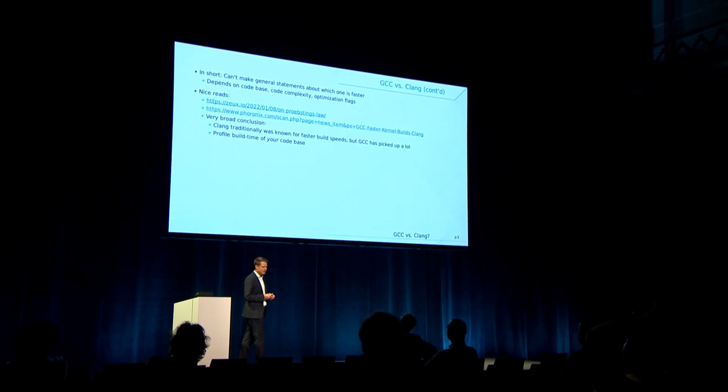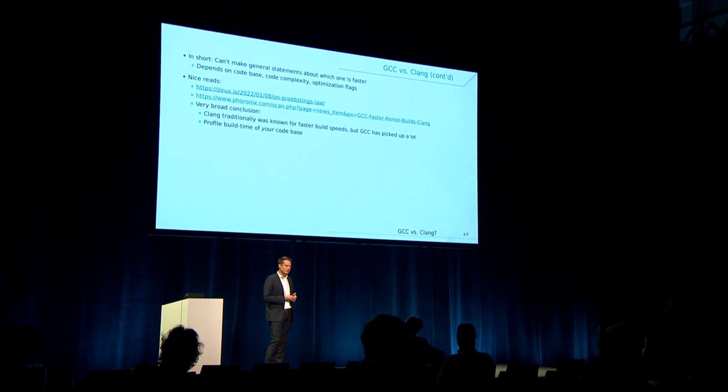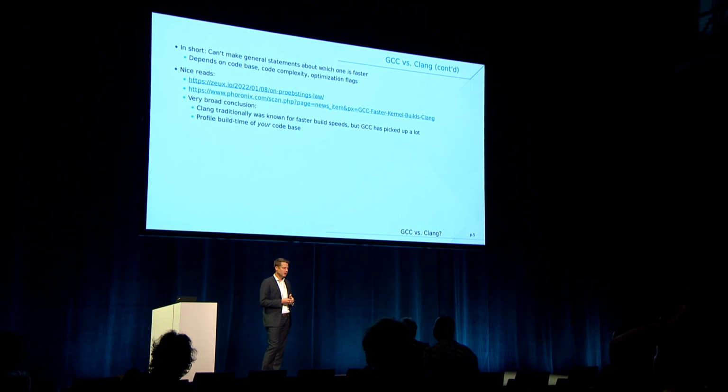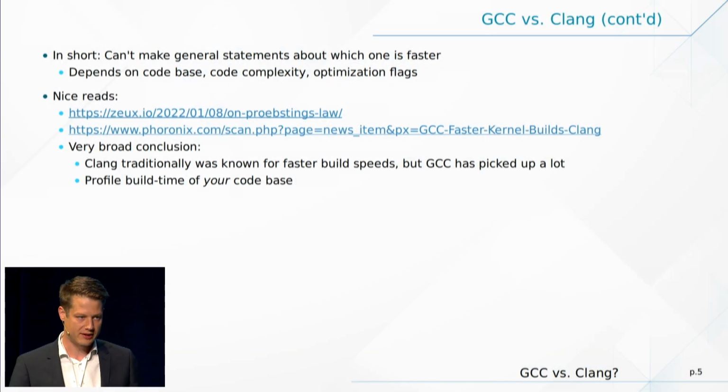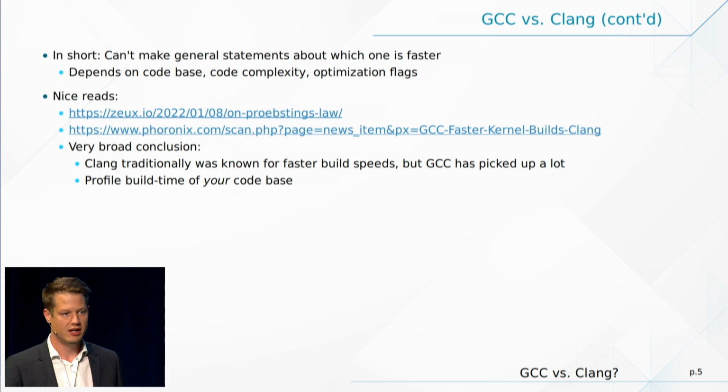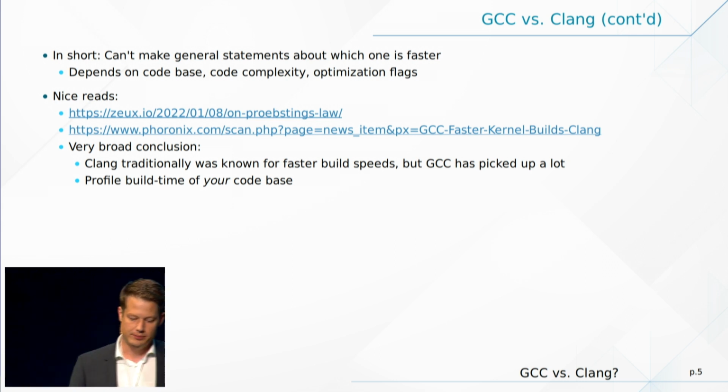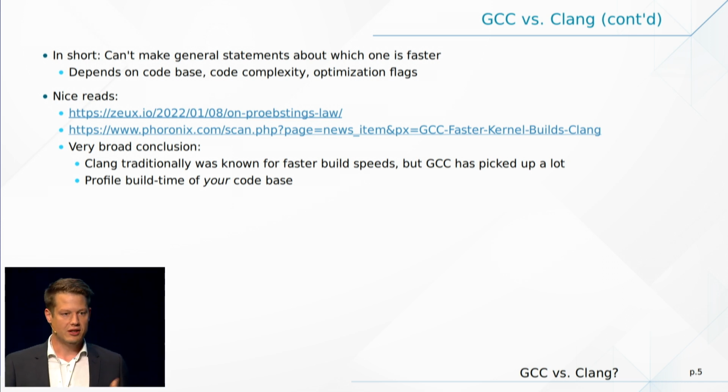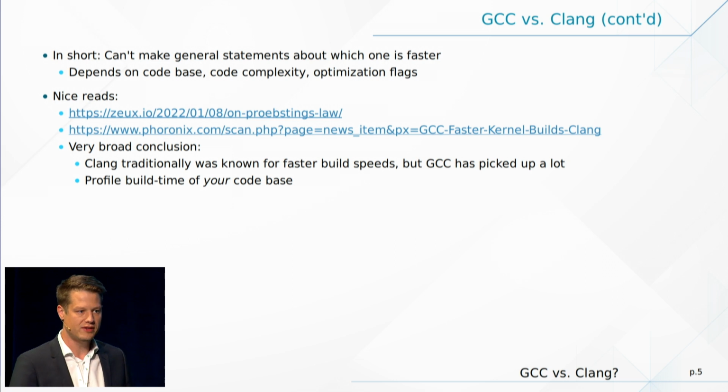So what we're saying here is that, in short, you can't make general statements about which compiler is better or faster. It depends a lot on the code base, on the code complexity, and also on the optimization flags used on the compiler. So if you build for debug or build for release, the compilers differ in that regard. You also cannot make sure that GCC and Clang always have the same speed. It also depends on which GCC version and Clang version you're using, right? There are some nice reads about that. Their conclusion is basically that Clang, when it was born in, I don't know, Clang 2.x times, was known to be faster compared to GCC, but nowadays GCC has picked up quite a bit. That's the common consensus in that regard.